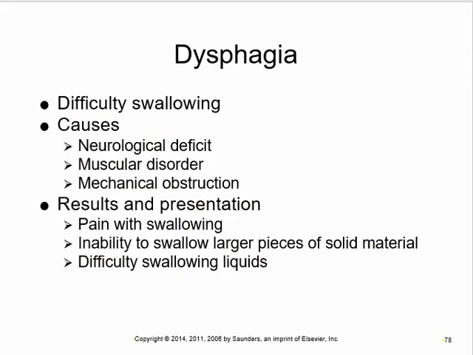So dysphagia is difficulty swallowing. It can be because of neurological problems. We'll discuss some of these specifically, but basically you can't coordinate all the activity that's involved with swallowing. It can be muscular disorders, that the muscles aren't responding correctly, so muscular dystrophy can do it. Or it can be mechanical obstructions, so either strictures, scar tissue, tumors, things like that.